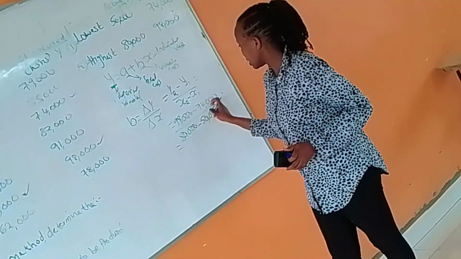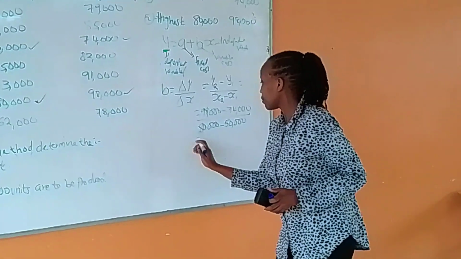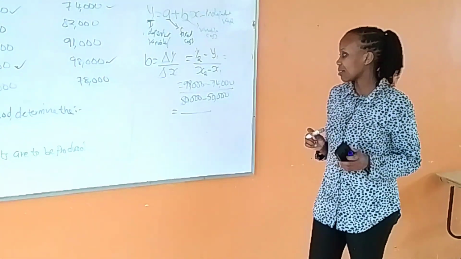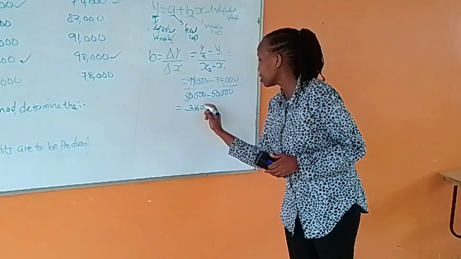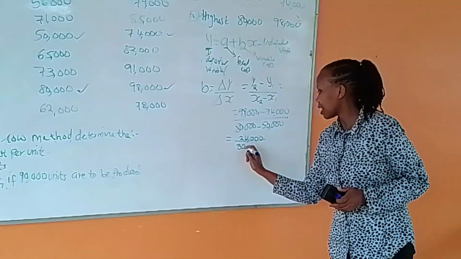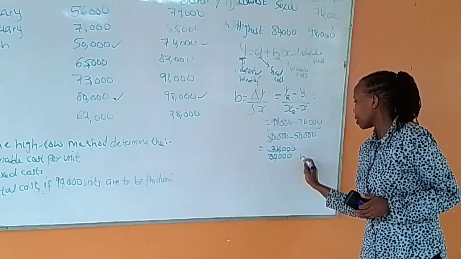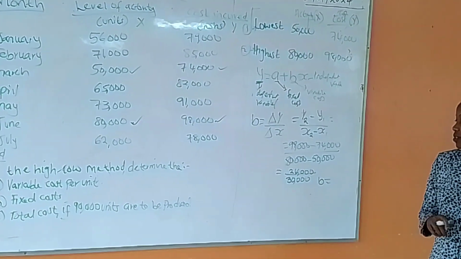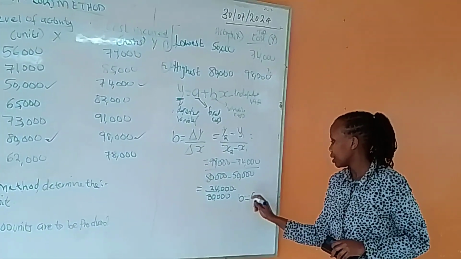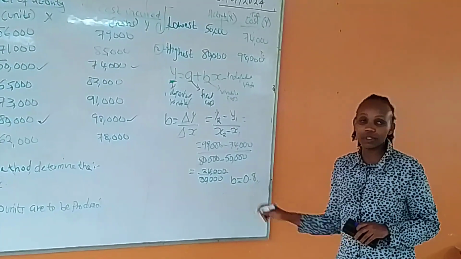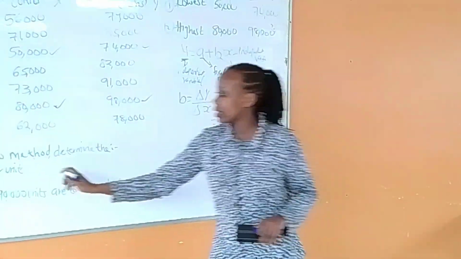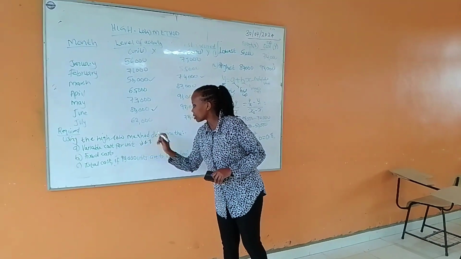When you subtract 98,000 minus 74,000, you get 24,000, and 80,000 minus 50,000 is 30,000. So when you divide the two of them, 24,000 divided by 30,000, you get 0.8. That's the value of b, the variable cost.